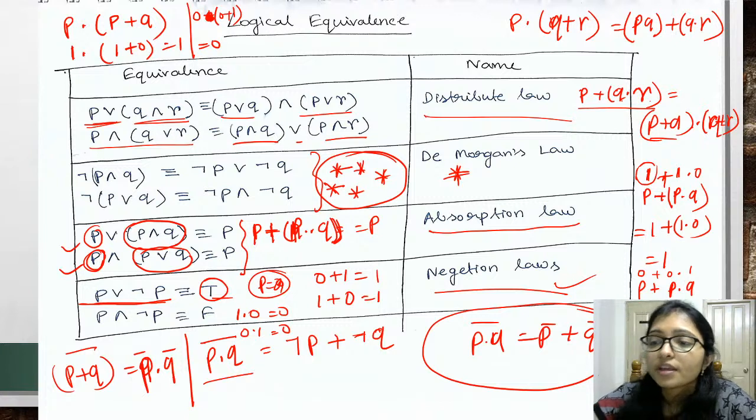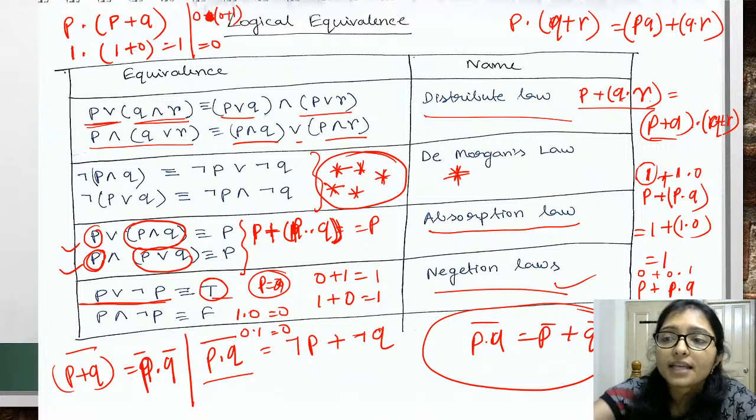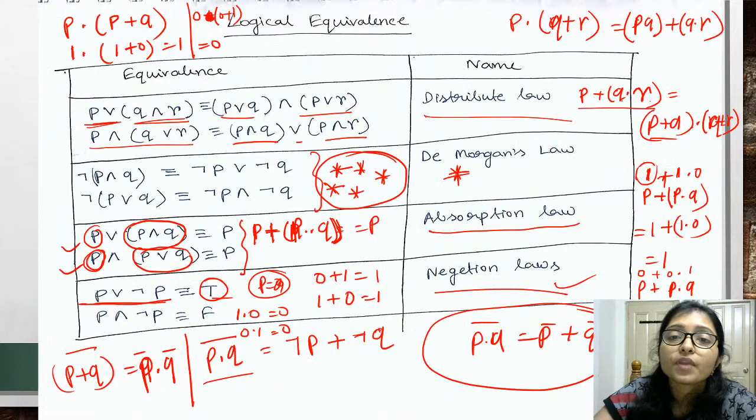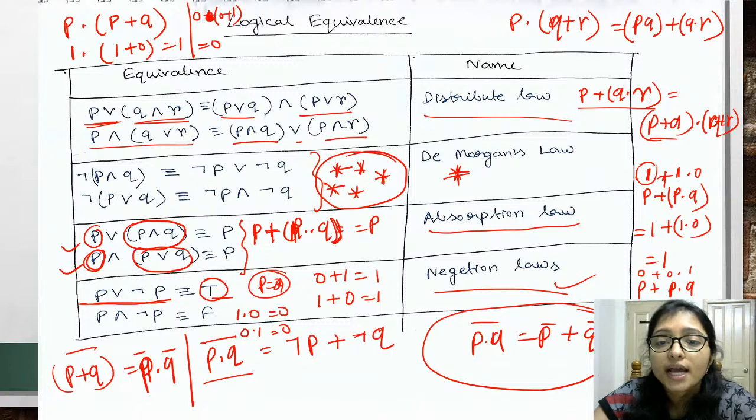Clear? Riddhima, now how to apply the formula? From yesterday you were asking how to apply the formula, so it is clear to everyone. Any doubt in any formula? Identity law, domination law, idempotent law, double negation law, commutative law, associative law, distributive law, De Morgan's law, absorption law, negation law, all laws are clear.